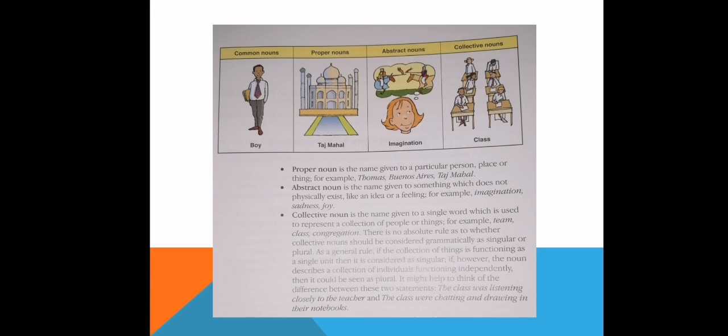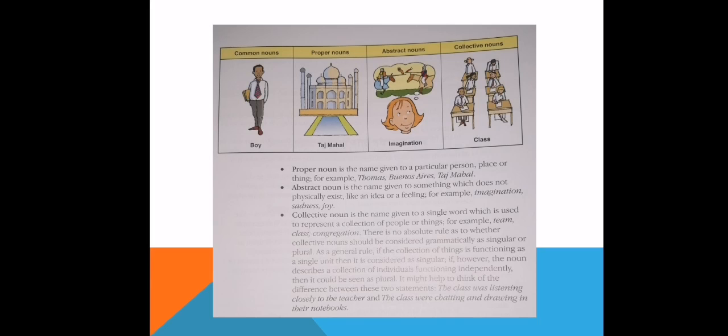All right, let's move on to the last type of noun we're going to be talking about, collective nouns. It's the name given to a single word which is used to represent a collection of people or things. For example, a team of players, a class of students, a congregation of attorneys. So team is the collective.